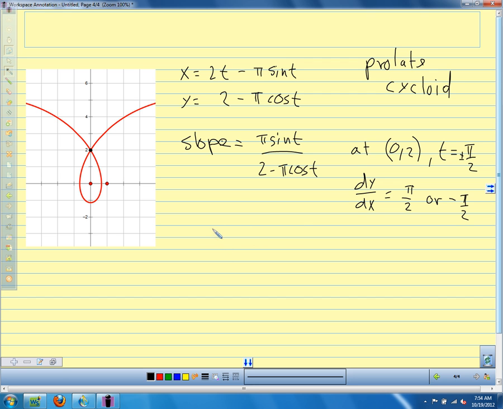And our tangent lines, if we use our point slope form, we end up with y minus 2 equals pi over 2 x, and y minus 2 equals minus pi over 2 x. We can have two tangent lines where our curve crosses itself. So that's an interesting thing that happens with parametric equations. Because they don't necessarily represent functions, we can have multiple tangent lines at the points where they cross.